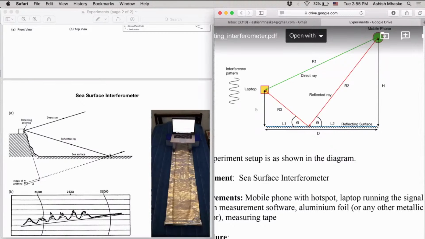At what frequency was the sea surface interferometer done? It was a very low frequency, I guess close to 300 megahertz or so, at which water is a good reflector.